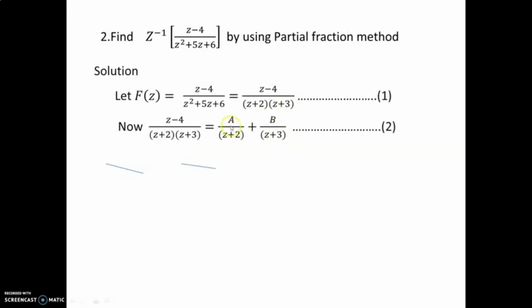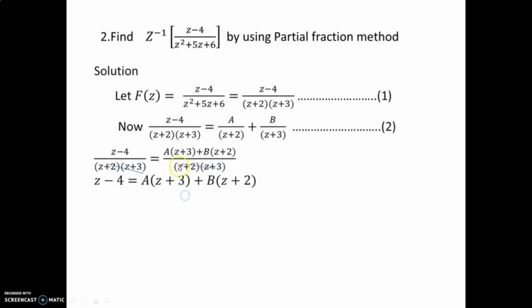Next, to find the values of the arbitrary constants A and B, taking LCM on the right hand side, (z plus 2) into (z plus 3), we get A into (z plus 3) plus B into (z plus 2) divided by (z plus 2) into (z plus 3). On both sides, the denominator term is equal. Therefore, cancel it. We get z minus 4 equal to A into (z plus 3) plus B into (z plus 2). Here, substitute the value of z. We get the values of the arbitrary constants A and B. Put z equal to minus 2.